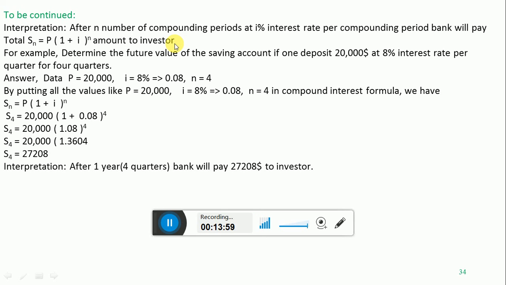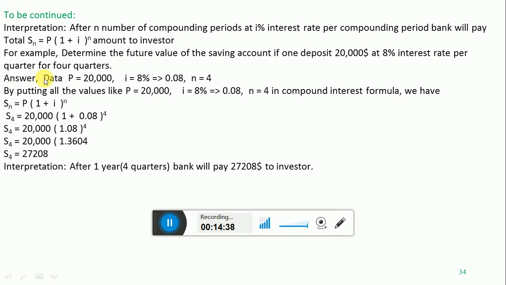Now let me further elaborate this compound amount formulation and the future value of the account with a detailed example. Determine the future value of the savings account if one deposits $20,000 at 8% interest rate per quarter for 4 quarters. That means, define how much the bank will pay to the investor after 4 quarters, meaning after 1 year, if the investor deposits $20,000 at 8% interest rate per quarter.